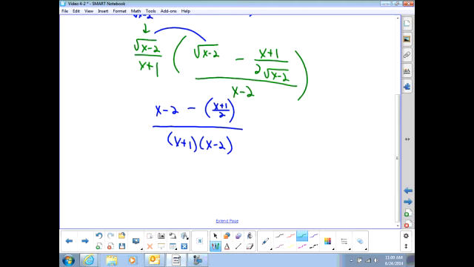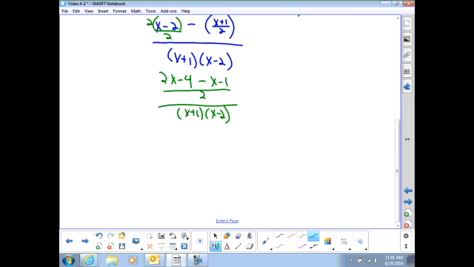We are now going to get a common denominator in the numerator there. So we'll put numerator and denominator over 2. So we'll now get 2x minus 4. We have to distribute the negative, giving us negative x minus 1 all over 2. And that's all over x plus 1, x minus 2.